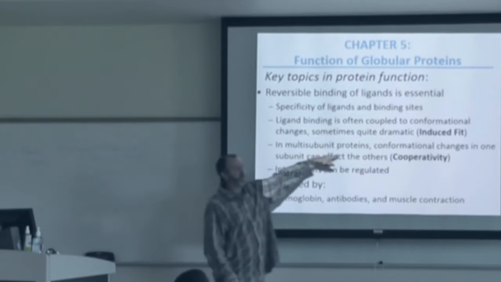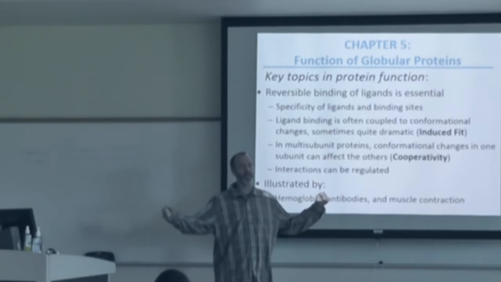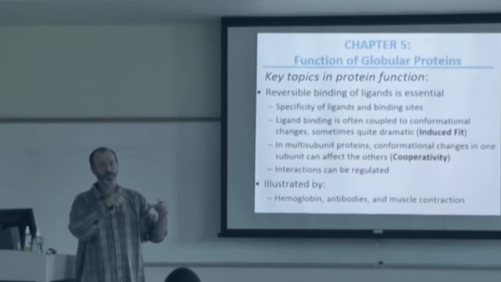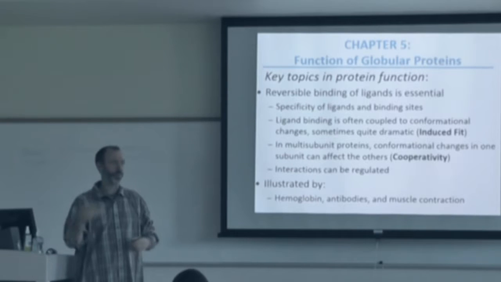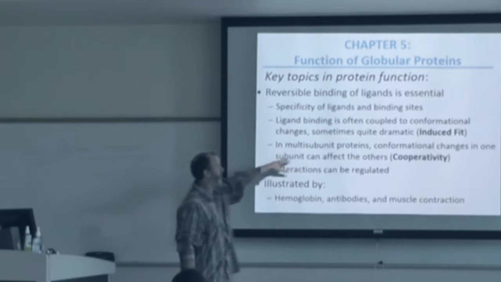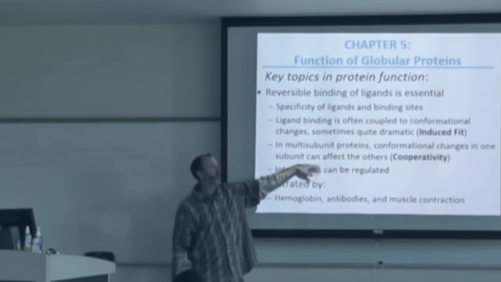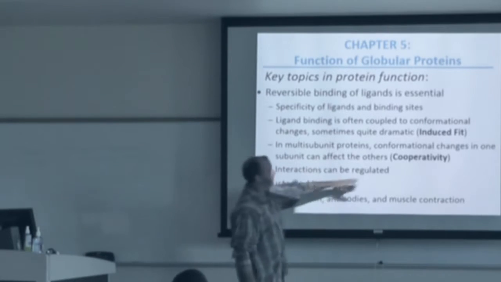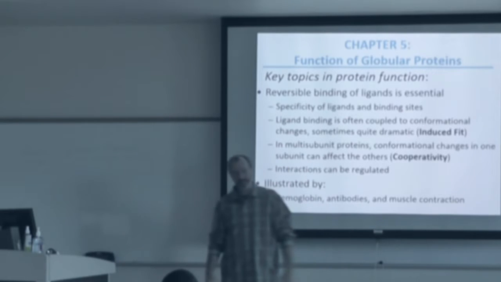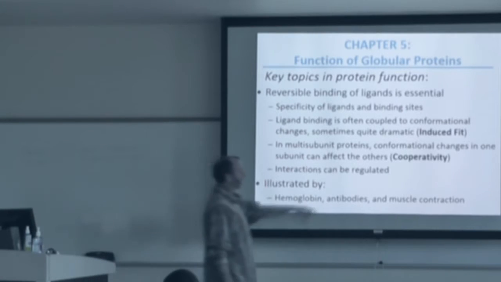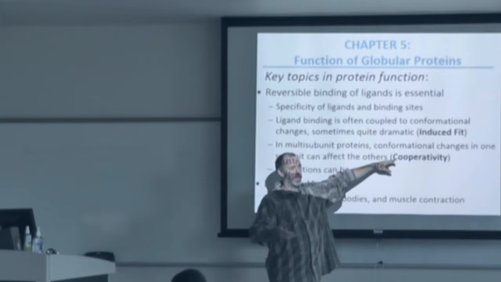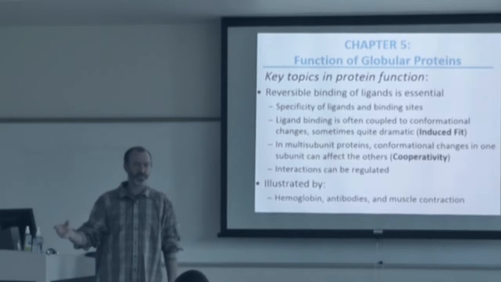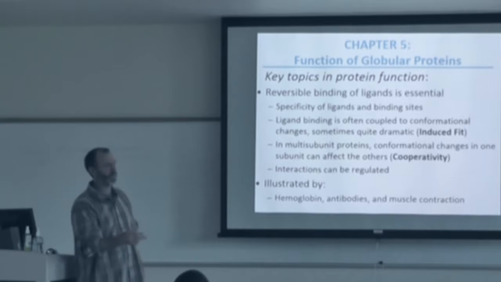In multi-subunit proteins, remember the quaternary structure of a protein involves more than one subunit, right? My example of that was hemoglobin, which has 4 subunits, versus myoglobin, which is only 1 subunit. In multi-subunit proteins, conformational changes in one subunit can affect the conformational changes in the other subunits. And that's where we get something known as cooperativity. If a ligand binds to one subunit, negative or positive cooperativity could be involved, and it's going to change the other subunits' interactions with their ligands. Does that make sense?